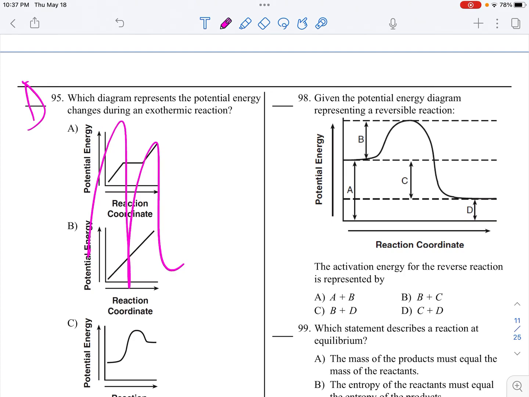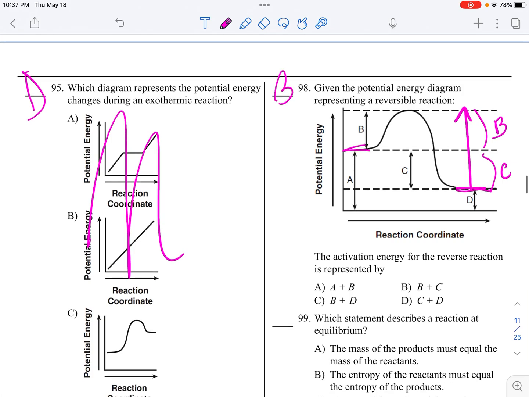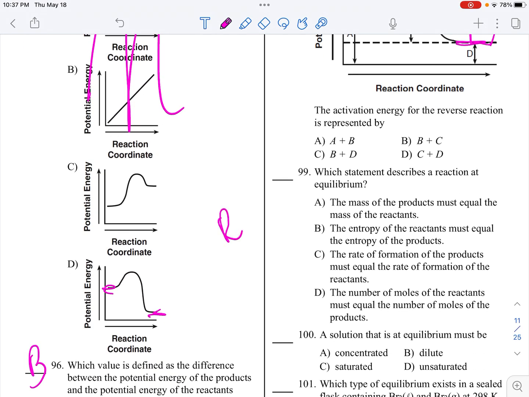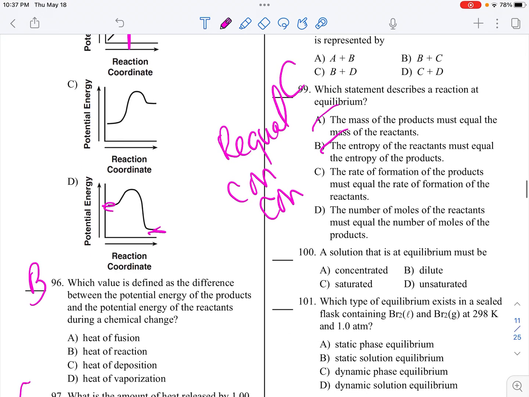Where's the activation energy for the reverse? So first of all, reverse starts here, ends here. So this is the activation energy of the reverse. So this chunk right here is C, this chunk right here is B, so it's got to be that one. At equilibrium, equal concentration? No. The mass, no. Entropy, no. Rate of formation must equal the rate, yes. Finally, a solution at equilibrium must be saturated, so the rate of dissolving must equal the rate of precipitation.